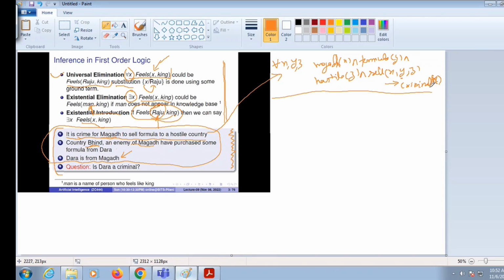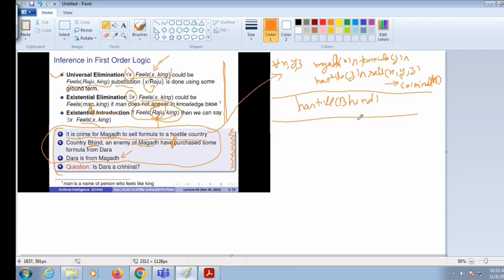Second statement: country Bhind, an enemy of Magad, has purchased some formula from Dhara. So there is an enemy, Bhind, a country Bhind. I can write it like this: hostile Bhind. This gives me that Bhind is hostile, and I think there is one more thing: it has purchased some formula from Dhara.